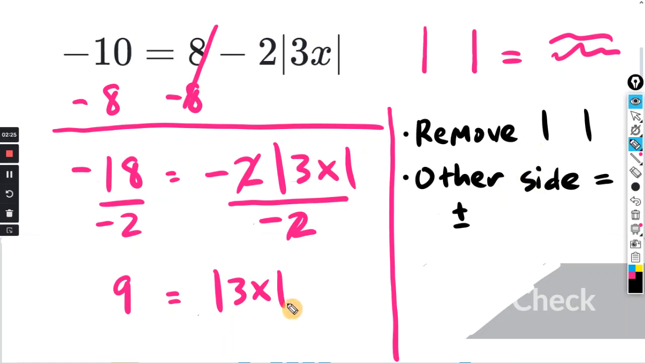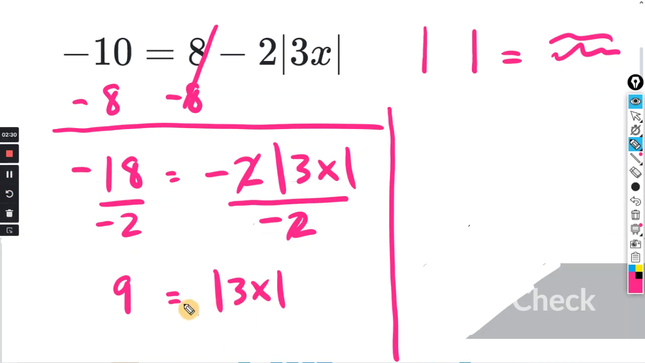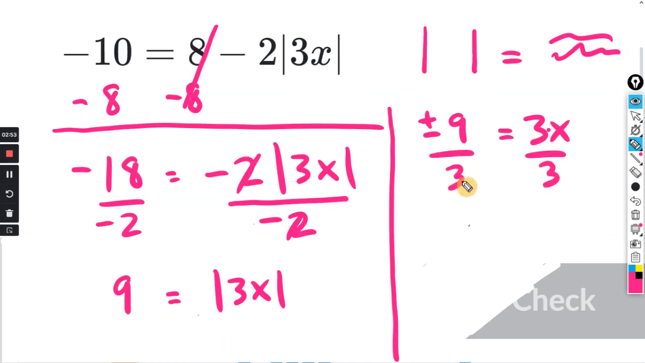I'm going to need to erase this so I have some room to work. Removing the absolute value, this is just going to equal 3x, and the 9 becomes both plus and minus 9. You can make it two equations if you want, but we really don't need to. This is x times 3. The opposite of times 3 is divided by 3. The 3's cancel, and 9 divided by 3 is 3. We still have the plus or minus. So that equals x. Final answer.